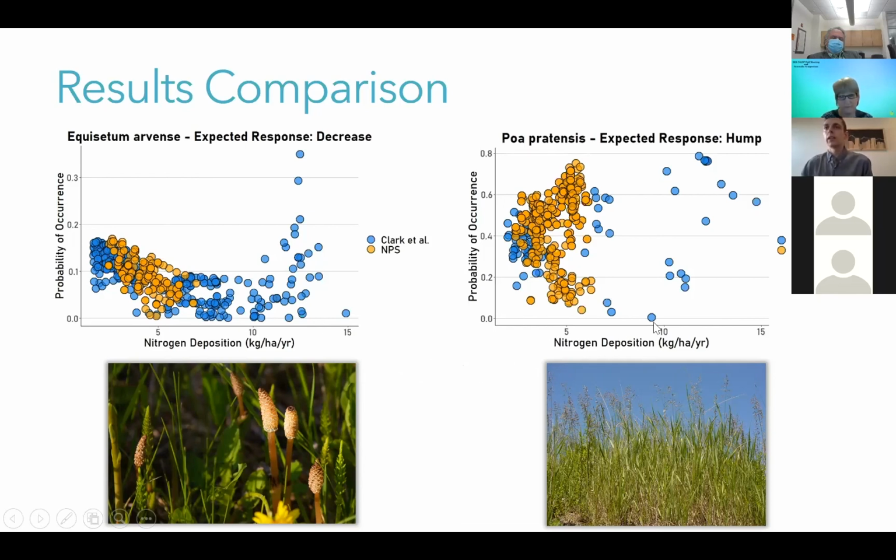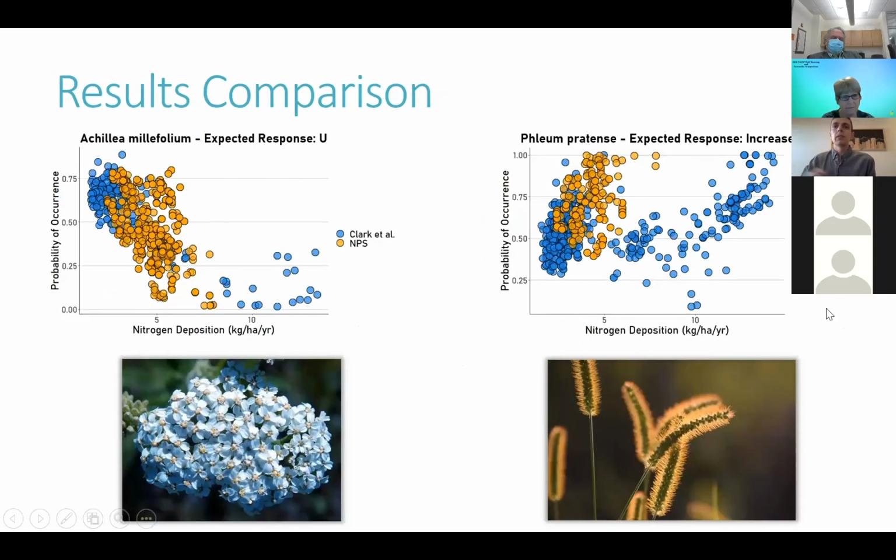And then here on the right for Poa pratensis, this is not as good of a fit, but you can kind of see that maybe we're getting the start of a hump, as you would expect from the response for this species. And then these are just a couple more species that we have run the equations for.